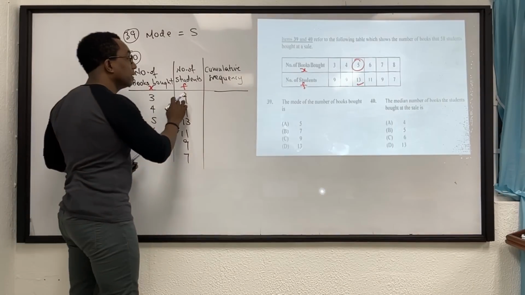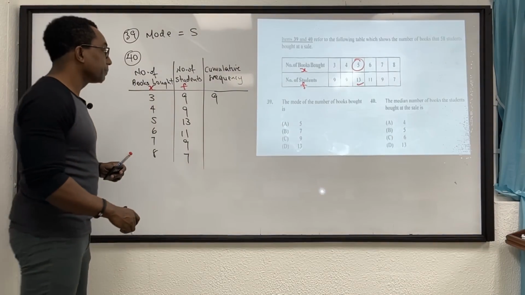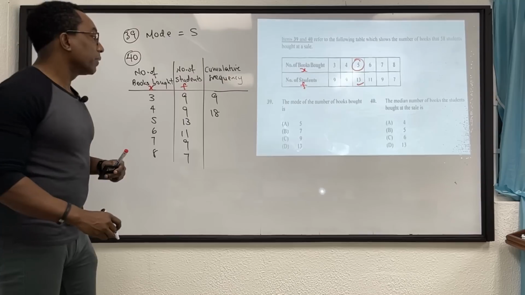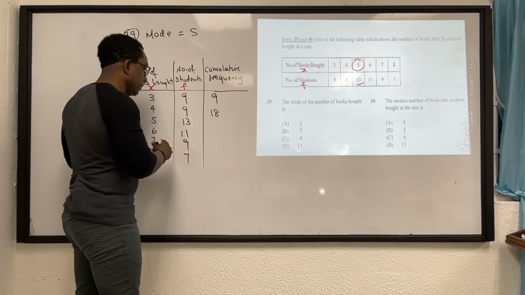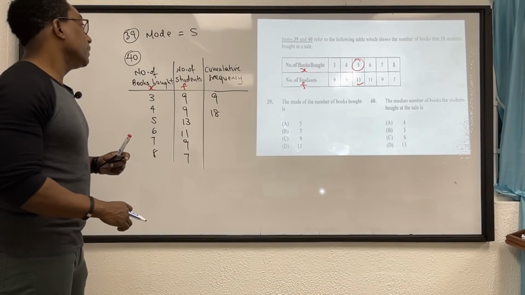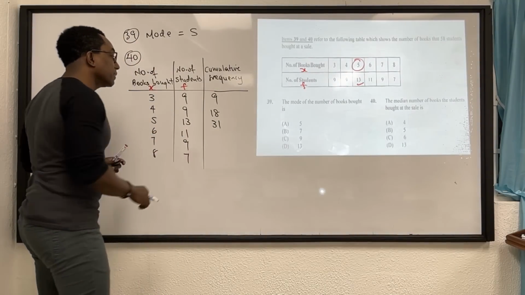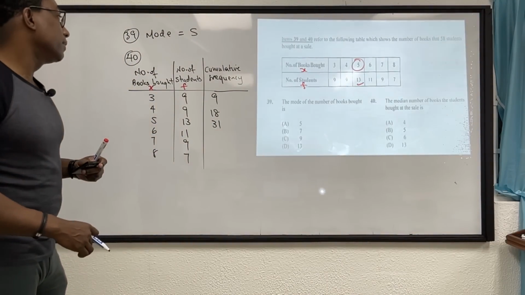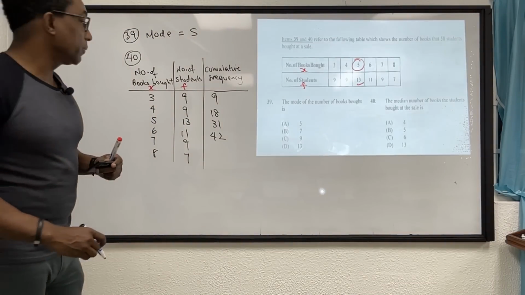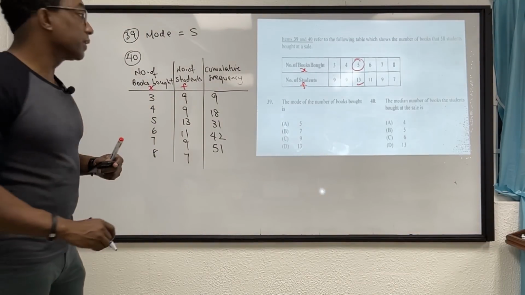So we start with the first value in our frequency column, the number of students column, which is 9. We have 9 plus 9, which will give us 18. We're going to add 18 to 13, which will give us 31. We add 31 to 11, which will give us 42. We add 42 to 9, which will give us 51. And we add 51 to 7, which will give us 58.